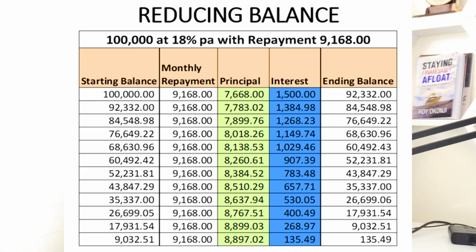Then if you look at the second month, you will realize that 7,783, which is bigger than the first amount, goes to principal, and 1,384, which is lower than the first amount, goes to interest. Now that is the situation across the period. So it's like they're moving in the opposite direction. The amount that goes into principal is climbing, while the amount that goes into interest is decreasing. That is a difference that needs to be noted between those two regimes.